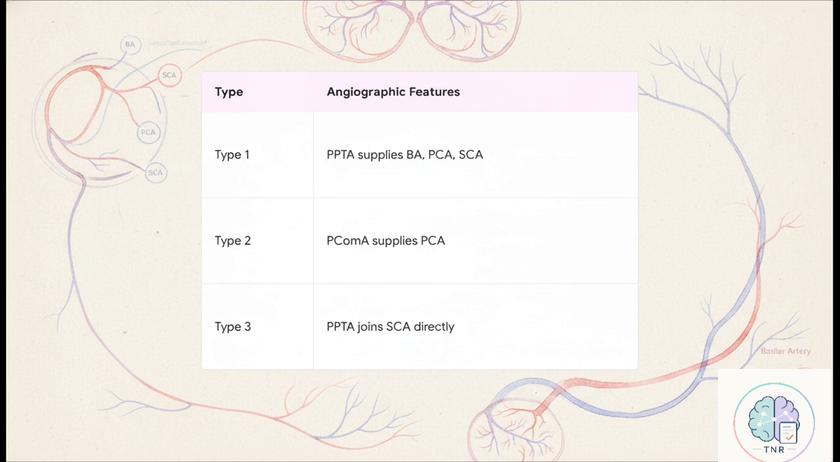In Saltzman type 1, the normal PComms are hypoplastic, meaning the PPTA is pretty much forced to do the heavy lifting, providing significant blood supply to the distal basilar artery, the PCAs, and the superior cerebellar arteries. Consequently, the native basilar artery is often hypoplastic too. In Saltzman type 2, the PComm actually steps up to the plate and supplies the PCA. And then there's the very distinct Saltzman type 3, where the PPTA unusually bypasses the basilar artery altogether and just joins directly into the superior cerebellar artery.